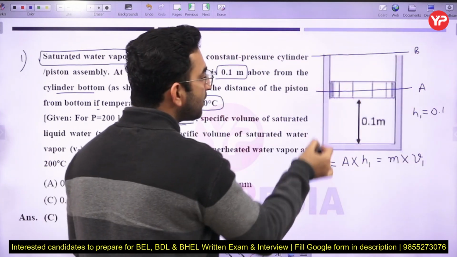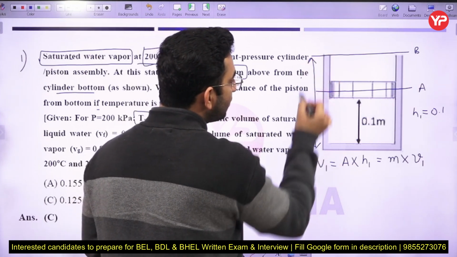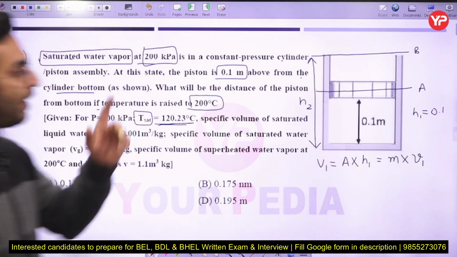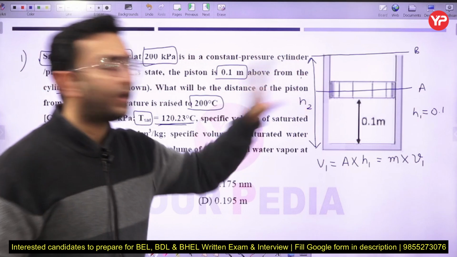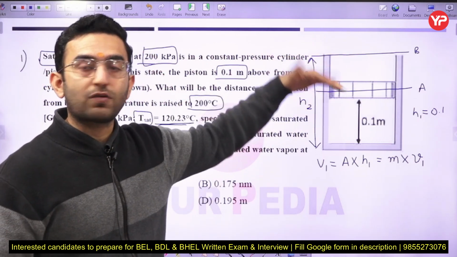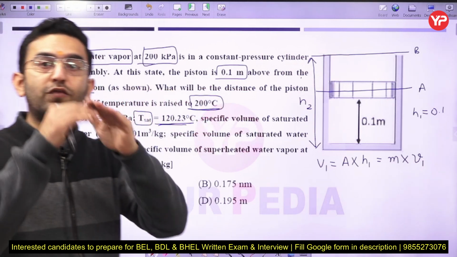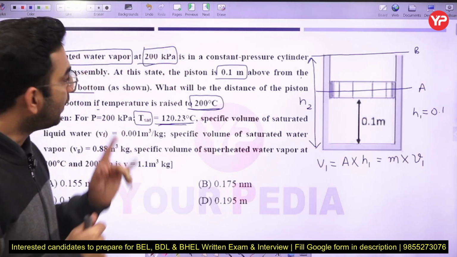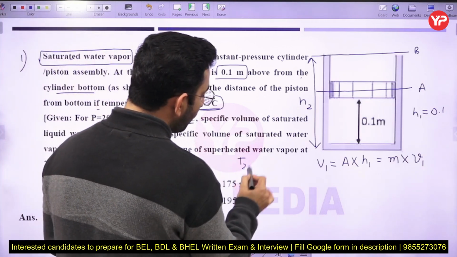As soon as the piston changes its position, the height changes. Let us say the height is now h2. One more thing: we don't know the state here, but you can assume the pressure is constant. This process takes place at a constant pressure and the final temperature is 200 degrees Celsius. That means we are moving from the saturated vapor state to the superheated vapor state.